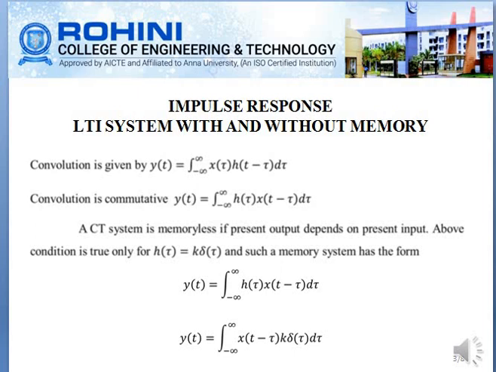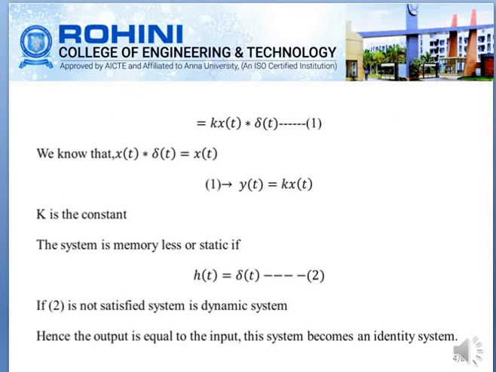A continuous time system is memoryless if the present output depends only on the present input. The above condition is true only for h(t) = k delta(t), and such a memoryless system has the form y(t) = integral from minus infinity to infinity of h(tau) x(t minus tau) d tau. That means y(t) = integral from minus infinity to infinity of x(t minus tau) k delta(tau) d tau, which is k times x(t) convolved with delta(t), equation 1.